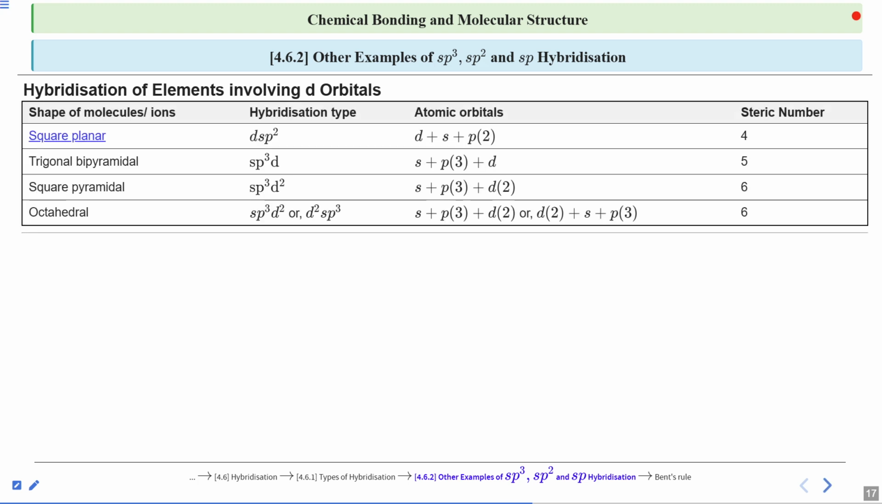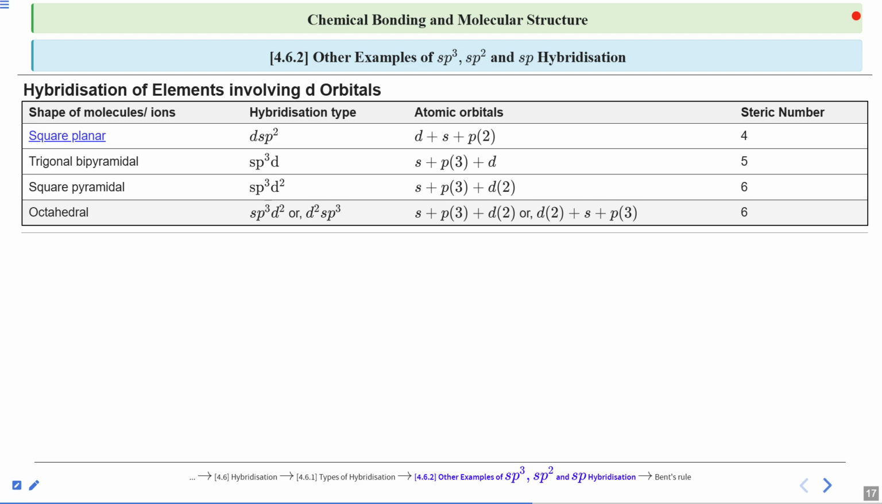There are 4 such kinds that are being mentioned here. Today we will discuss only square pyramidal and octahedral, because these 2 are important. Now the question is that in case of 6 steric number, 2 are possible, square pyramidal and octahedral, but you will often see in your notebooks that it is octahedral.